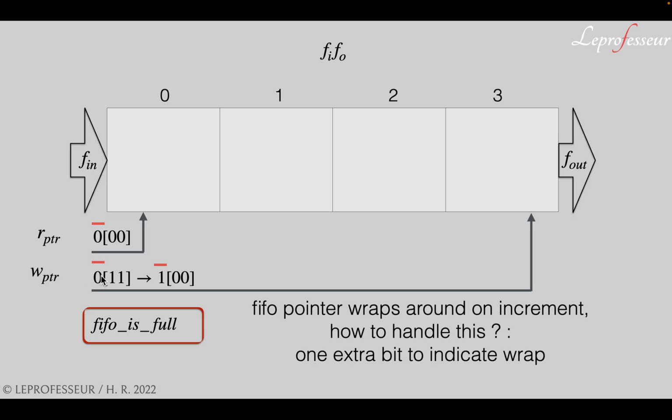So this pointer rolls over and this one extra bit is set to 1. Now you're getting the idea that even when the wrapping around is happening, the read pointer and write pointer are equal, but the MSB bit is not equal. So that is the condition for full. But if these two are equal, then we have the FIFO empty.